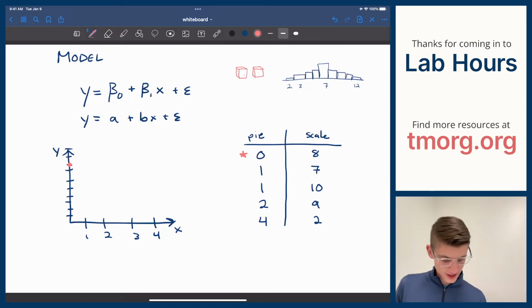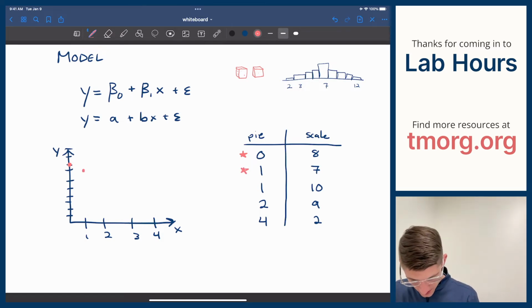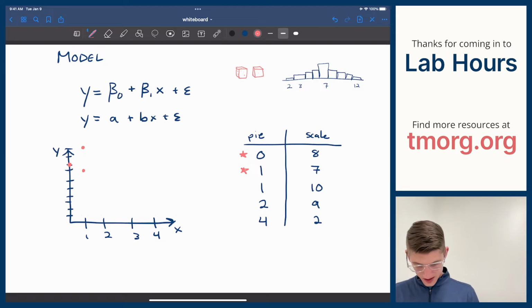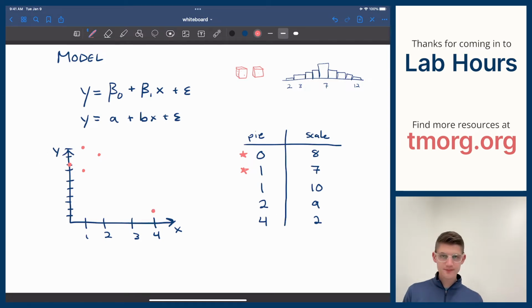That's that first observation. The second observation had 1 slice of pie and enjoyed it at a 7, right? That's probably closer to where 7 is. The next person had 1 piece of pie but enjoyed it at a 10. Then the next person had 2 pieces of pie and enjoyed it at a 9. And then the next person had 4 pieces of pie and enjoyed it at a 2, right?